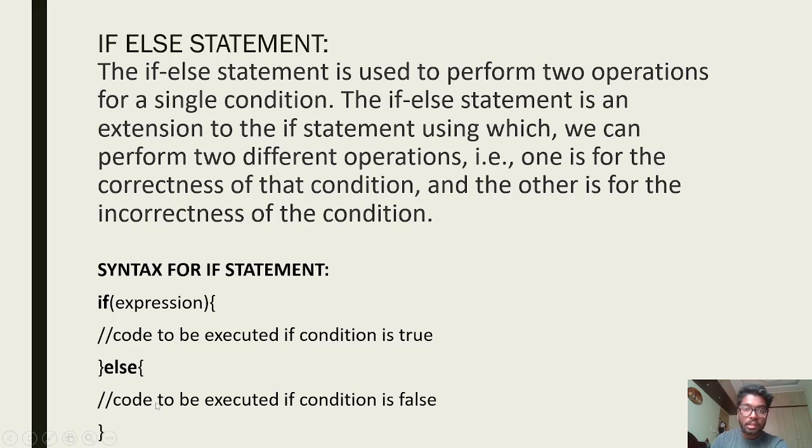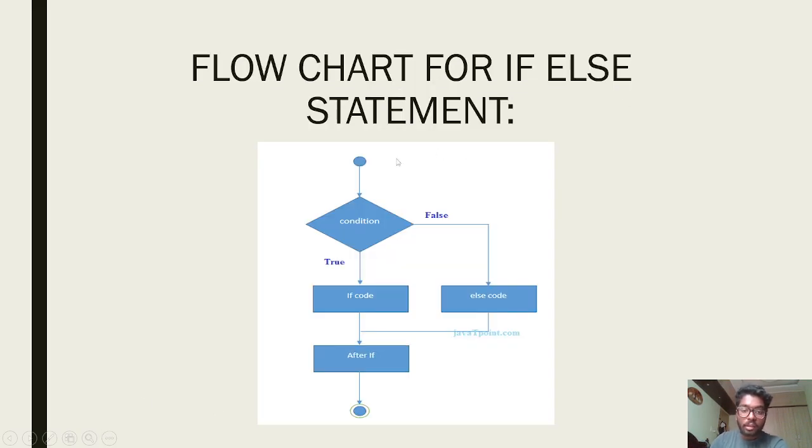So you can understand this with the help of a flowchart. Here you can see that it's going to start here and the if condition is given here. If the condition is true, it's going to execute the if code or the true statement that's here. And if the condition is false, it's going to the else, and it's going to execute the else statement. Let us understand this with the help of an example.